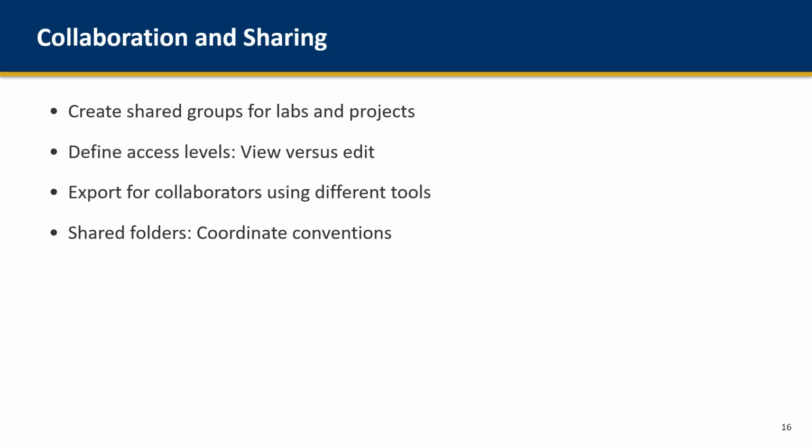For shared folders in cloud storage, coordinate naming and organizational conventions with collaborators. Nothing is more frustrating than a shared project folder where everyone uses different file naming schemes. Establish conventions at the project start and document them so everyone follows consistent practices.